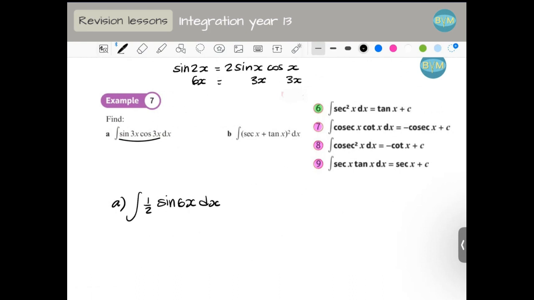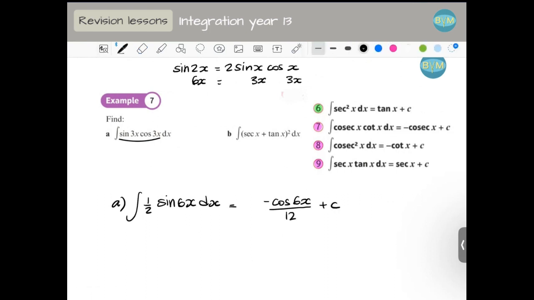Can everyone see that? For people that I don't see, Hannah, Jenny, Oliver, yeah? And I know how to integrate this. So I can write the 1/2 outside, and then I have the integral of sine is minus cos, so minus cos 6x, and I still need to divide by the 6. So I can put all the numbers together if you want as 1/12.